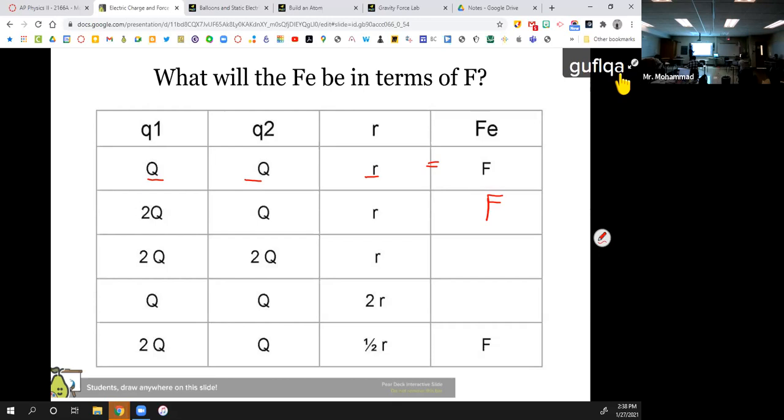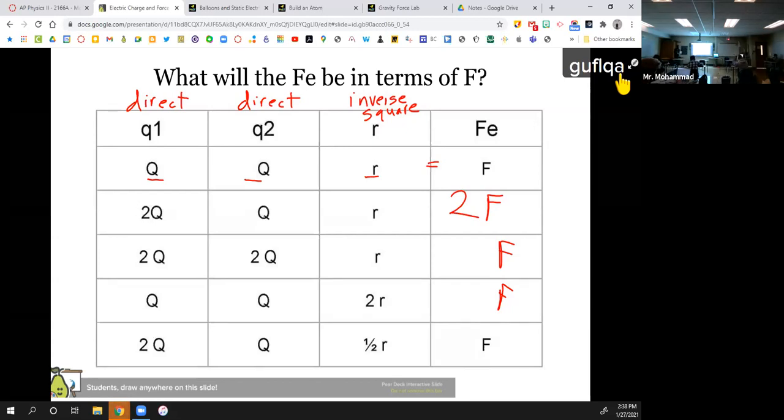So if you double one of these, remember, this is a direct relationship to force, direct. And this one has an inverse square. So if I just double one of the charges, basically I double the force. So what I'd like you to do is try to go through these next three and figure out by what factor, or I should say in terms of F, what is the new force?